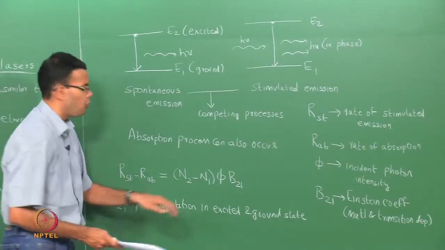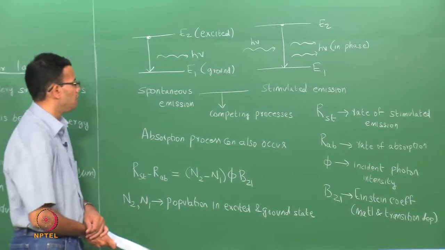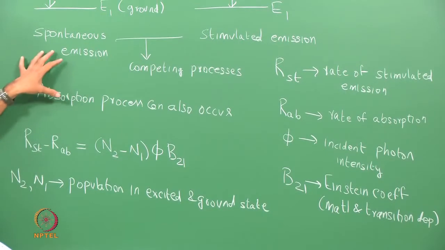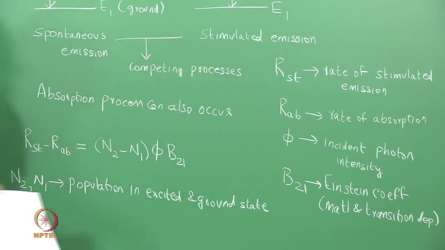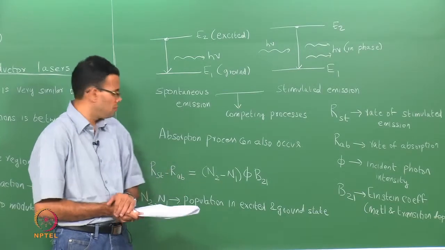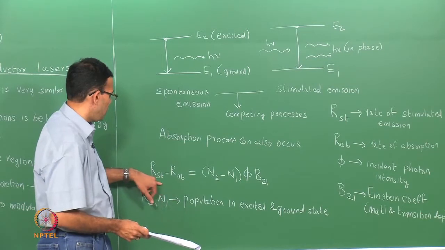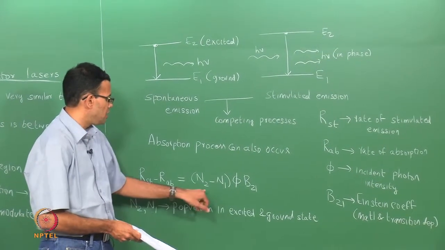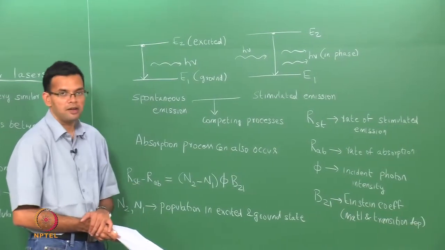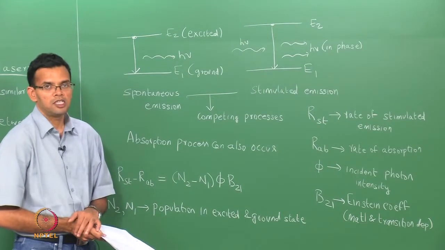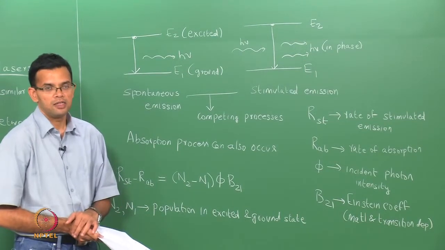In this particular formula, we have ignored the fact that spontaneous emission occurs. We make sure that the spontaneous emission rate is much smaller than the stimulated emission. So, the only competition is between emission and absorption. In order for R_ST to be greater than R_AB, we essentially want N2 to be greater than N1. This is the reason why you want population inversion in the case of a laser.